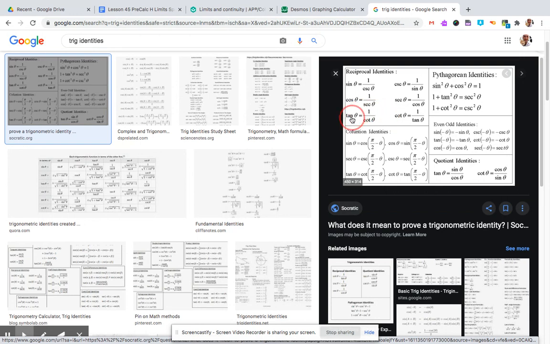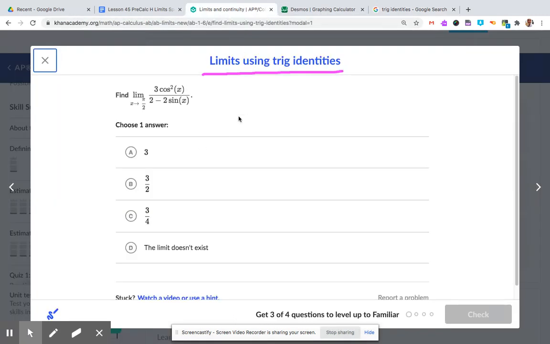Also, a lot of these are in your pre-calculus book towards the back cover, and I've shown you that from class. But if you don't have a pre-calc book, then you can always access it through Google, and this is just Google images under trig identities. All right, so let's try our best with what we have here.